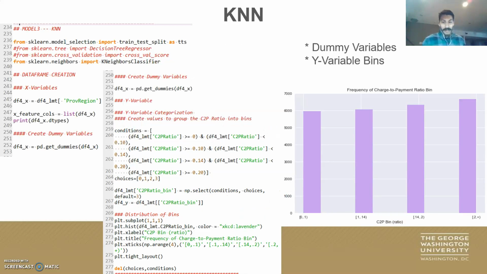Next, I performed a KNN model in an attempt to answer problem statement number 2. And just as a recap, problem statement number 2 is, based on demographics, can we predict the charge to payment ratio? I first defined my X variables and then my Y variables, some notes about each.